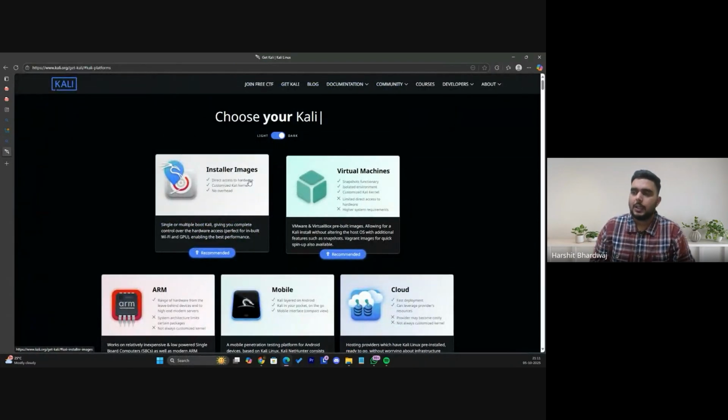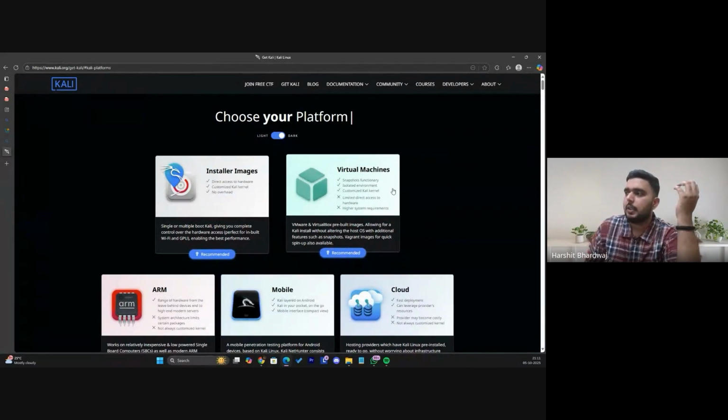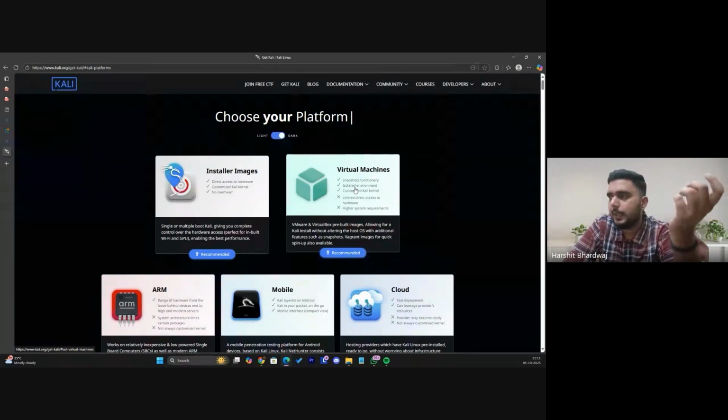To install Kali on your system, there are different options that we have. We can directly download a fully created OVA file. You just need to double click on that OVA file and it will be up and running in your system.